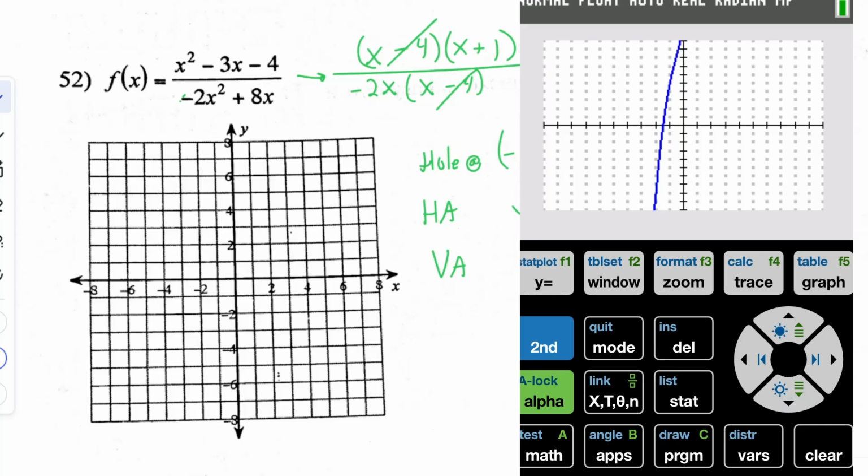Oh, and of course, again, you could just plug this in your calculator. The calculator is not going to show you the whole, but you should be able to figure out some of the other stuff just from looking at the graph of this on your calculator.